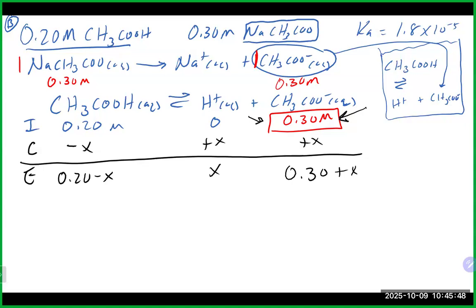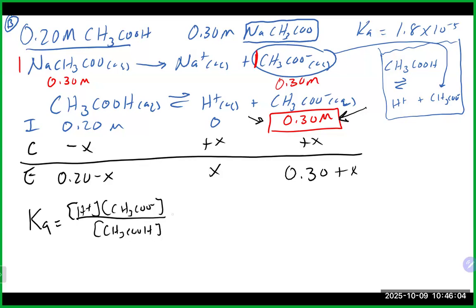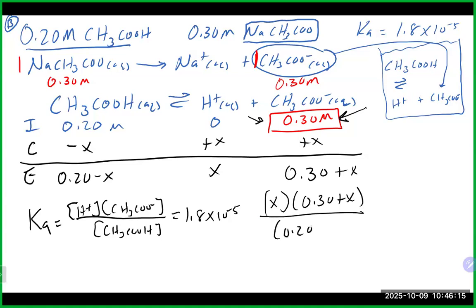We are again going to just go into our Ka expression at this point, just like we did previously. So again, same deal. It's going to be our H plus, our acetate, and our acetic acid. And again, it is still that same Ka value that goes with the acetic acid. So in this case, we will end up with x times 0.3 plus x divided by 0.2 minus x equals 1.8 times 10 to the minus 5.